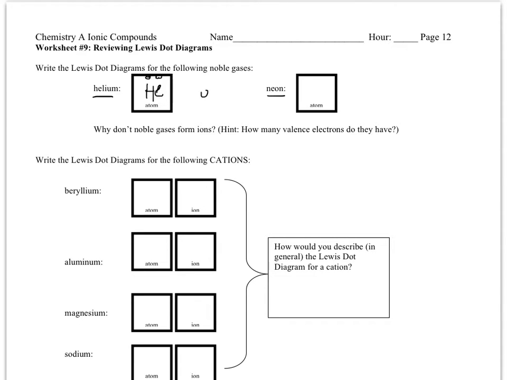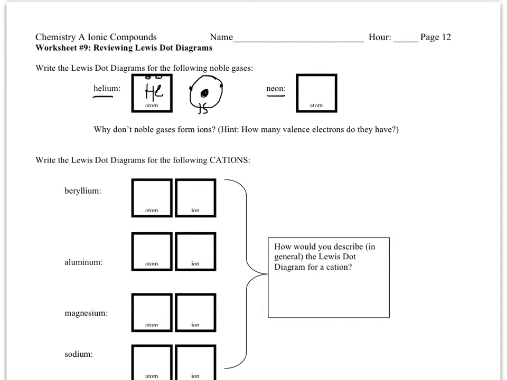Why? Well, because if this is the nucleus of helium, all it's got is just that 1s orbital in its outermost shell. And that s orbital, like all s orbitals, can only hold 2 electrons. Okay? Neon is more of a normal noble gas.